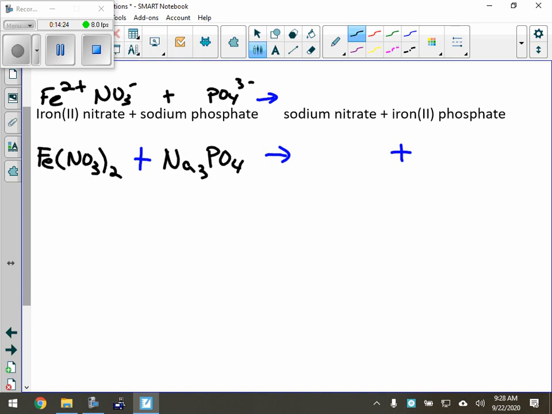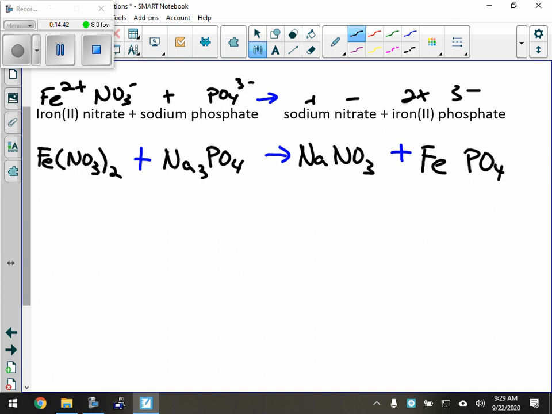So sodium phosphate should look like that. Sodium is a 1 plus, and nitrate is a 1 minus. So we're going to get that. 1 plus, 1 minus, swap and drop the charges, yes. And then iron 2 phosphate. 2 plus, 3 minus. So the 2 is going to come over and down, and the 3 is going to come over and down, and we're going to put that there.